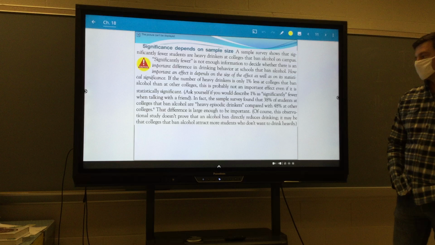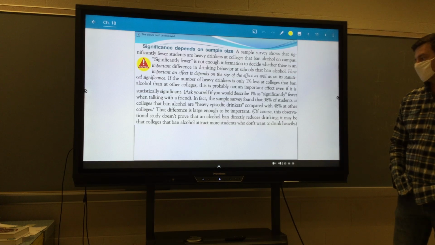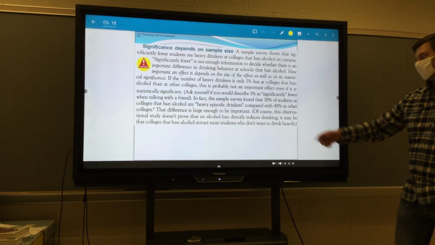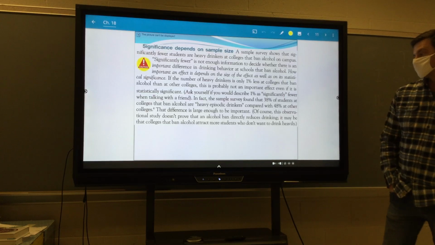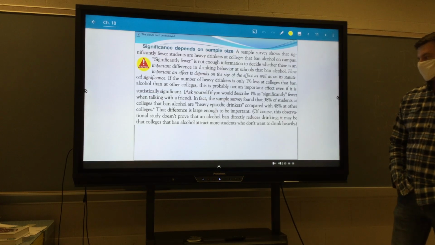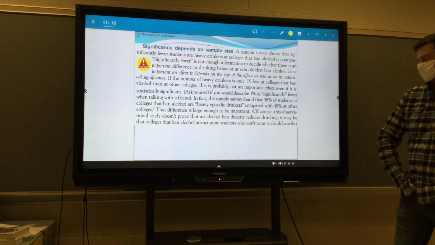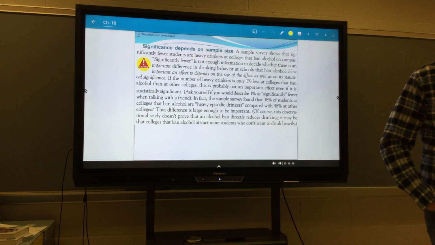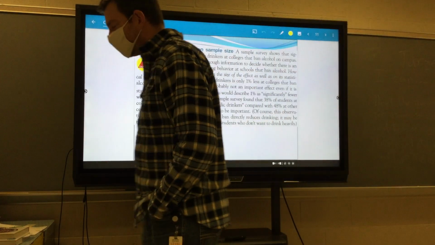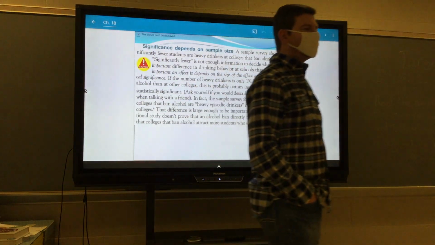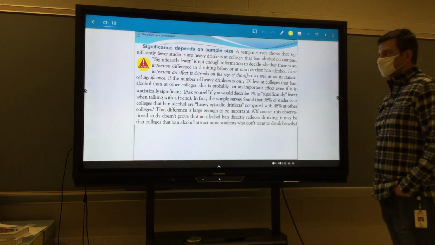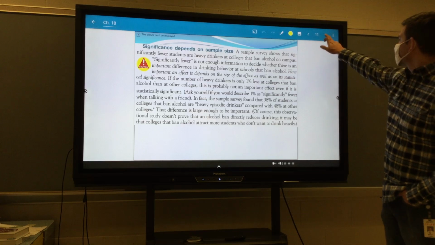That difference is large enough to be important. There's a 10% difference there. However, this observational study doesn't prove that an alcohol ban directly reduces drinking. It may be that colleges that ban alcohol attract more students who don't want to drink heavily. Okay? So again, goes all the way back to what we talked about in our first semester with the methodology.